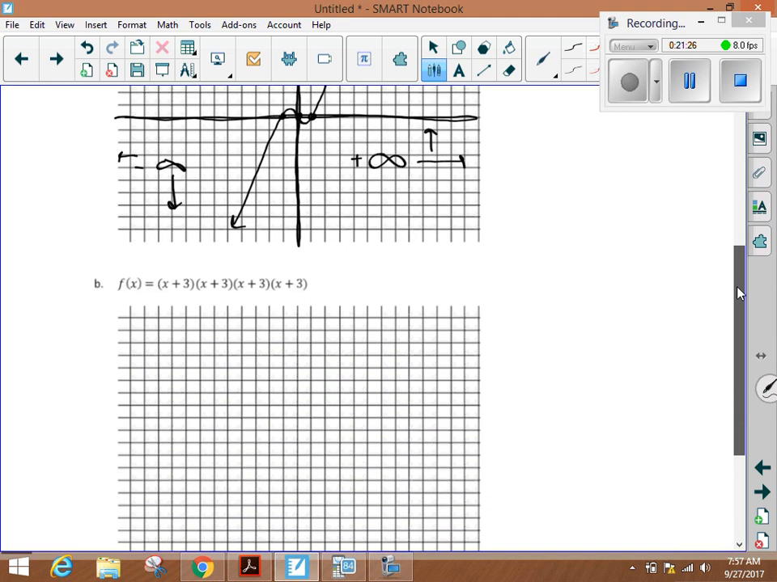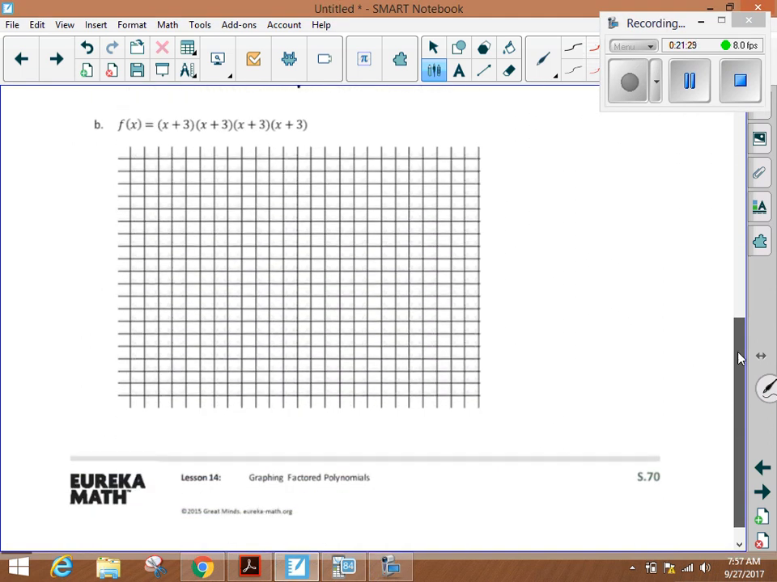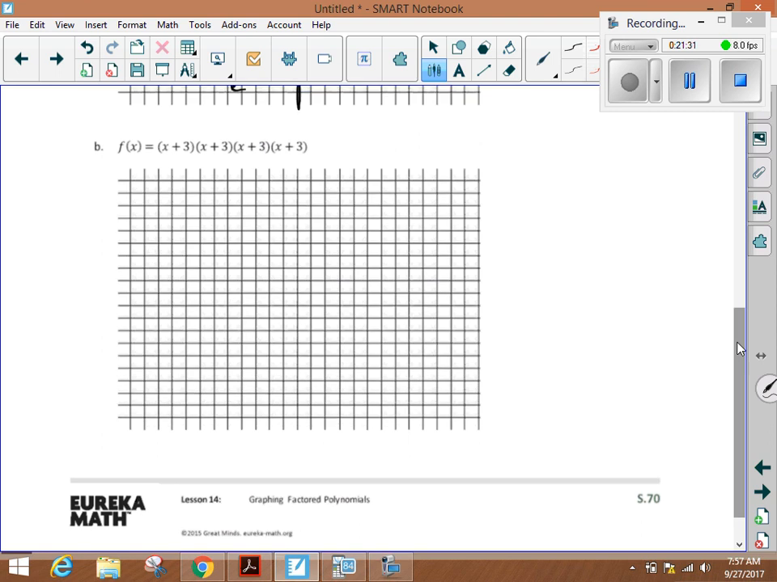All right, so let's do the next one. Hey, isn't this the same thing as x plus 3 to the 4th power? So that means that this thing is a 4th degree black belt? No, polynomial.